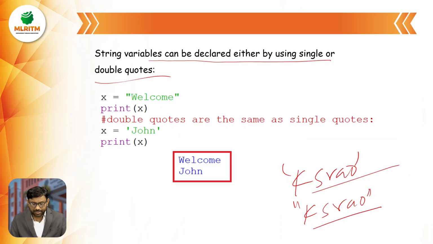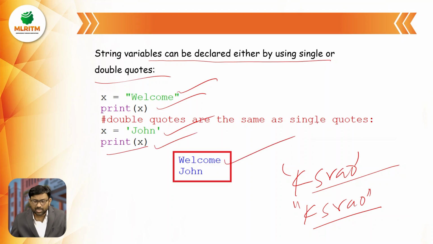If you see the program here, x equal to welcome, print x. Next, x equal to John, print x. Here x equal to welcome, print x, means we are getting the output welcome. Next, x equal to John, print x, we are getting John. Simply, this is the output we are getting.